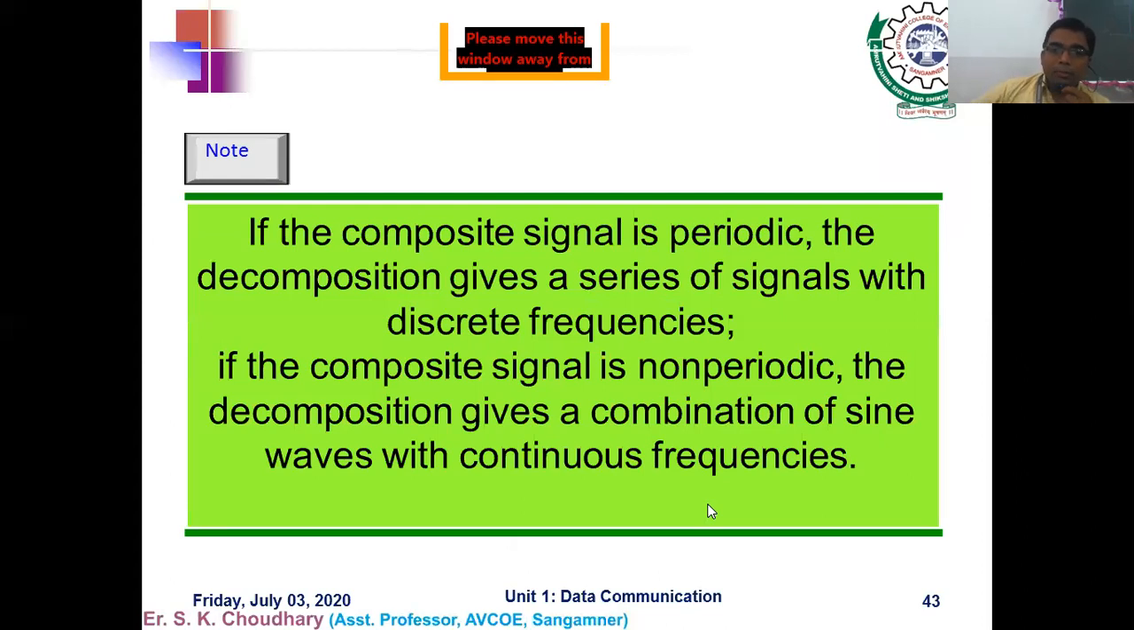Next, if a composite signal is periodic, the decomposition gives us a series of signals with discrete frequencies. Again, there are two categories of composite signal: the periodic composite signal and the non-periodic composite signal. When dealing with a periodic composite signal, its decomposition gives you a series of signals with discrete frequencies. But if you are dealing with a non-periodic composite signal, the decomposition gives you a combination of sine waves with continuous frequencies.